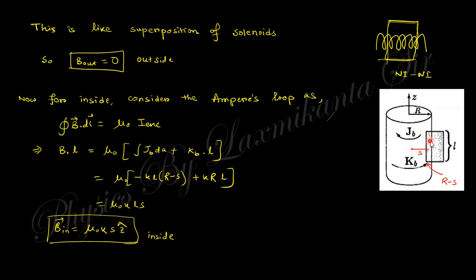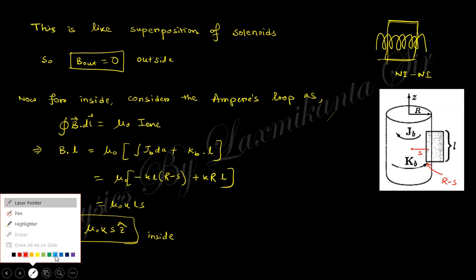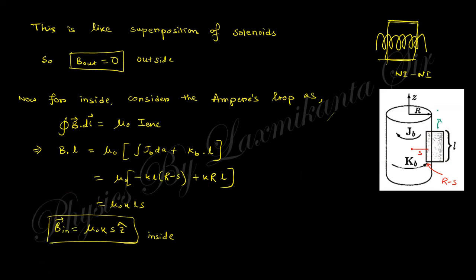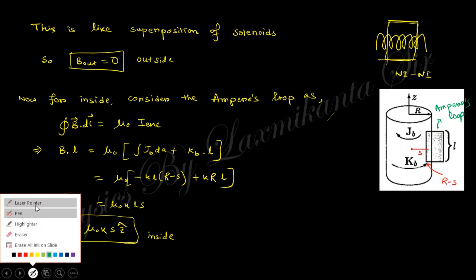Okay, these are crossing the perpendicular, so you need this area. This square is the Ampere's loop. This is the Ampere's loop.